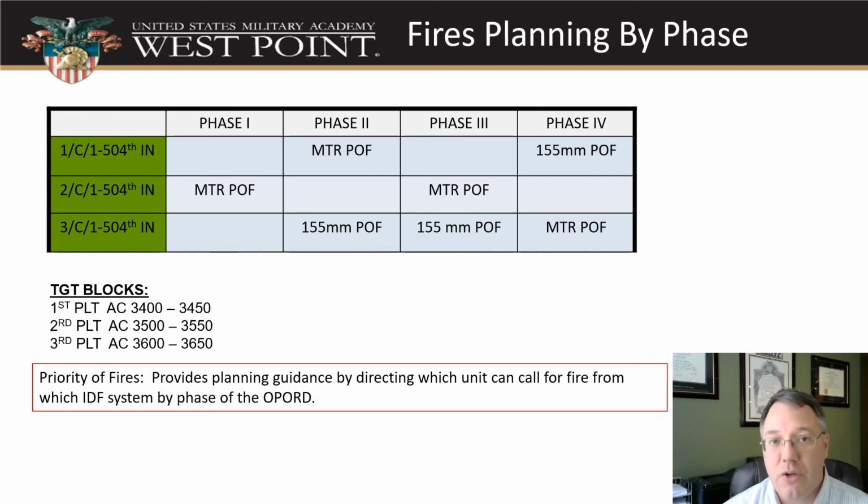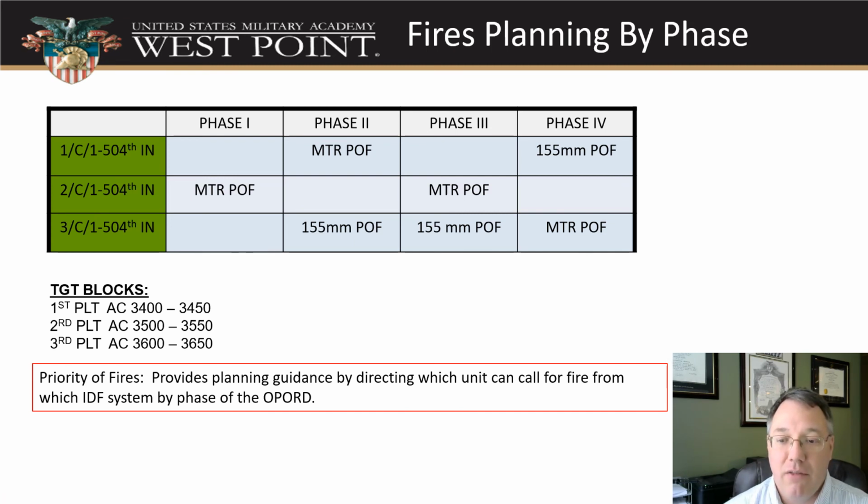But you can still plan targets even when you don't have priorities of fire, and then that helps you also know what's your backup weapon system. So if you're first platoon, your primary is to request mortars. If you can't get the mortars or something happens to them, your secondary is to request the 155s.